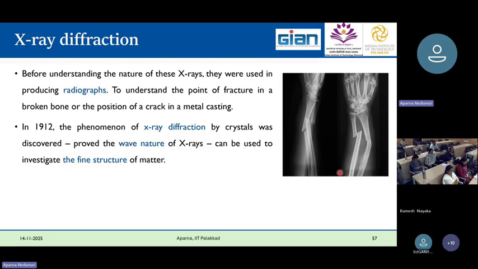Then they started studying whether there are any cracks in bones or in metal castings, and to see the internal part of matter which cannot be seen with the naked eye. But significant improvement was made in 1912. That is when X-ray diffraction by crystals was first discovered. This diffraction also proved that X-rays have wave nature. Then they understood that they can use these wave-natured X-rays to investigate the fine structure of matter, meaning the crystal structure that we are talking about.